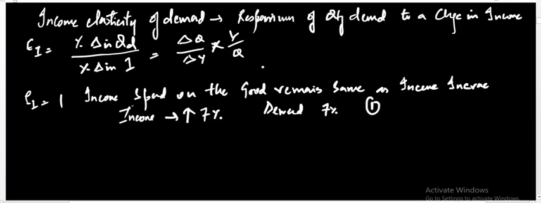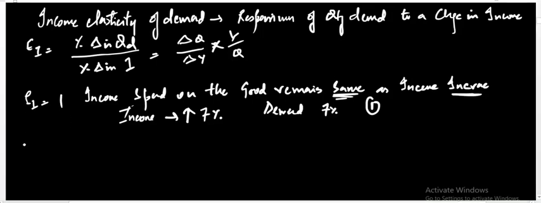Which says that the income spent on the good remains the same as the income increases. So whatever the absolute amount of the income that we are spending on the commodity, they always remain the same as the income increases, or the proportion of the income that we spend on the commodity remains the same as the income increases. The elasticity of income is going to be equal to 1.